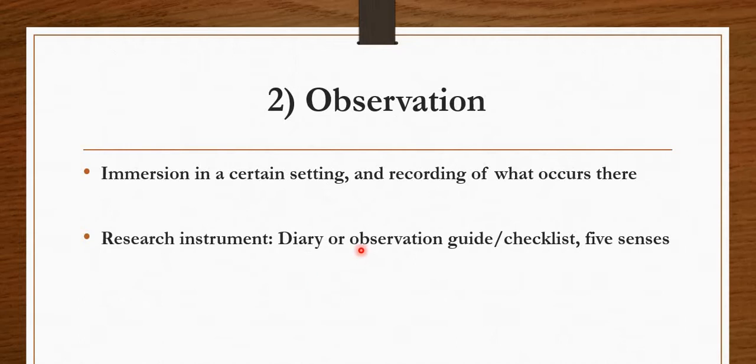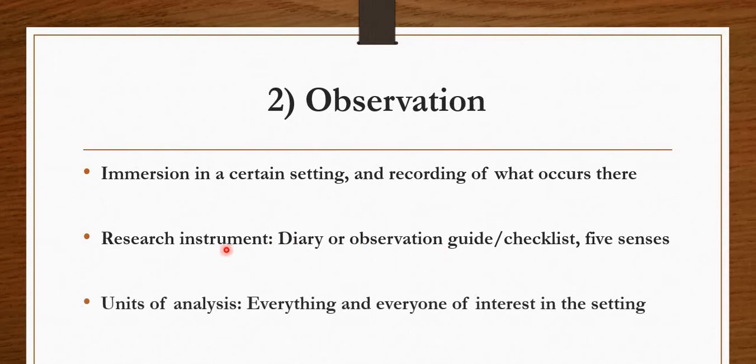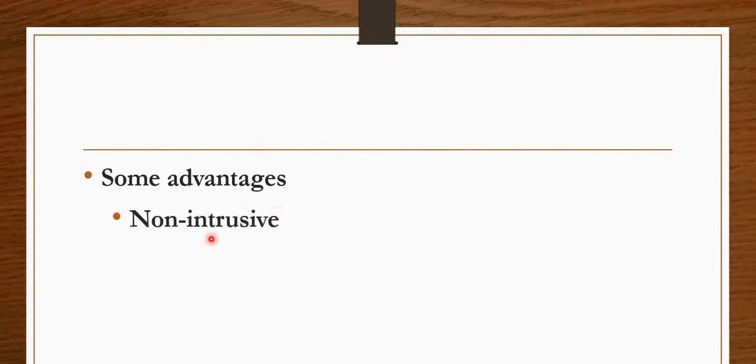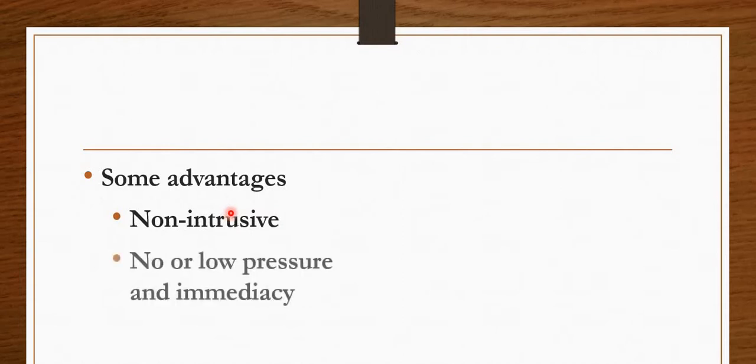Our research instrument is a diary or an observation guide or checklist, and of course our senses, while our units of analysis is everything and everyone of interest in the setting. Some advantages of doing an observation would be it's non-intrusive, meaning we don't usually interrupt whatever is happening, and we don't have pressure or immediacy of finishing the data recording because we are merely observing.